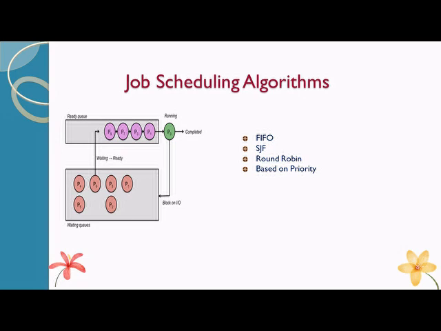The most commonly used job scheduling algorithms are first in, first out, shortest job first, round robin, and priority-based. All these algorithms are mainly used to allocate the job, otherwise called a process, to the processor when there are several processes competing to use the processor.